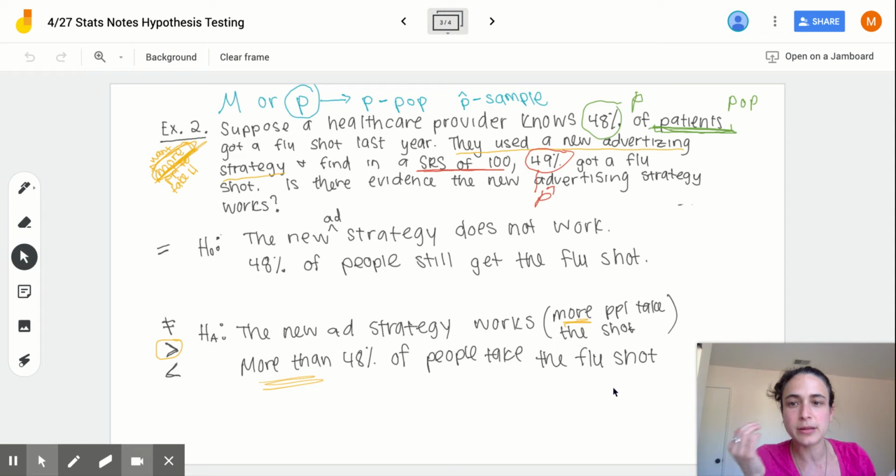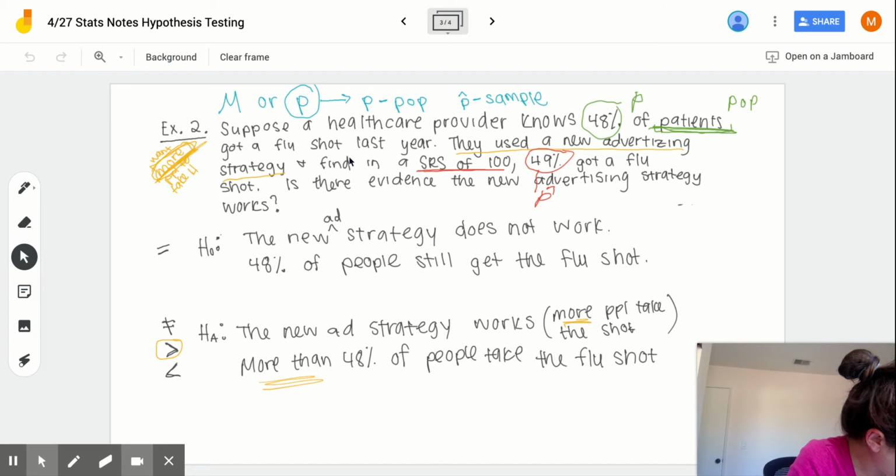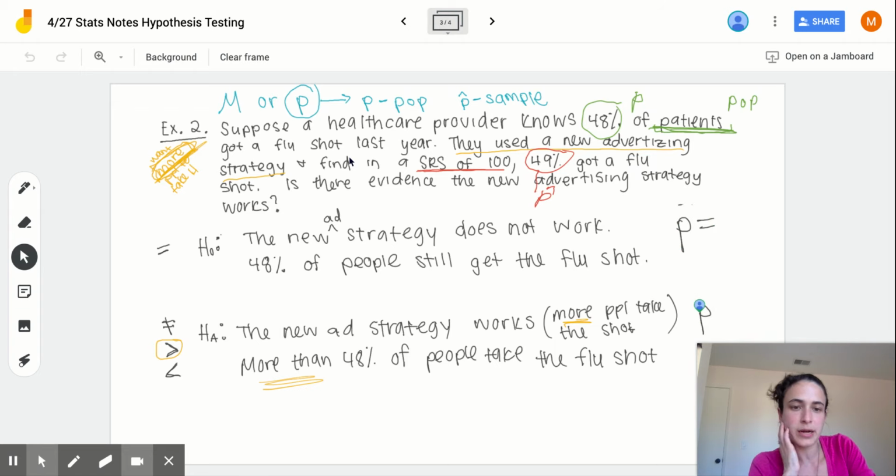So if we're talking about the percentage of patients that got a flu shot, it's obviously going to be a P problem, okay? So you know you're dealing with P when you write your two hypotheses. So I'm just going to go ahead and put a P here, equals, and then I'm going to put a P down here because both of your hypotheses should be dealing with P, okay?